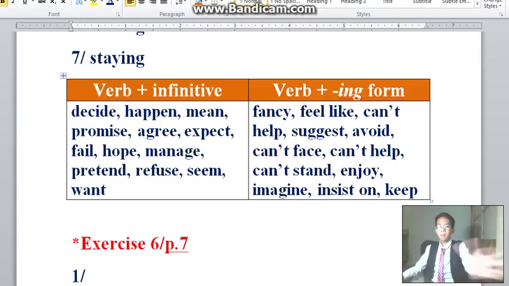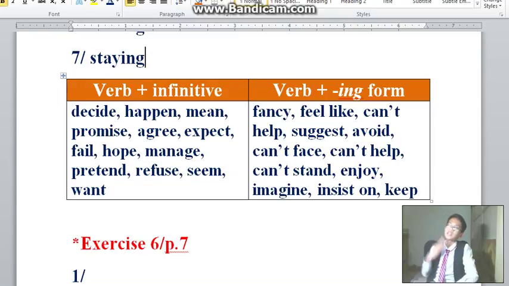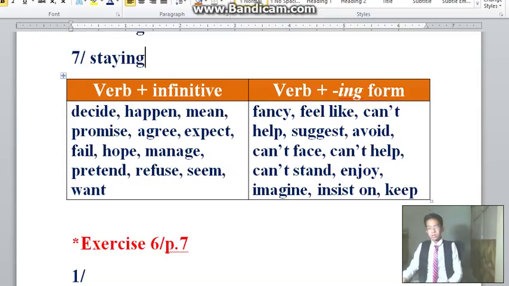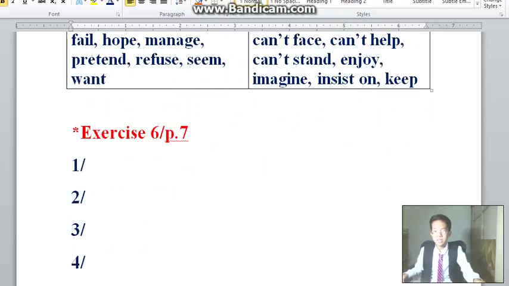Verb plus ing form is just like the infinitive, but it is the ing form. Example: I fancy going out for a coffee. I enjoy listening to music. No one says I enjoy to listen to music. So I enjoy, then you use verb ing, listening. So those verbs are used with verb ing. We will do exercise number 6 to practice these verb patterns.